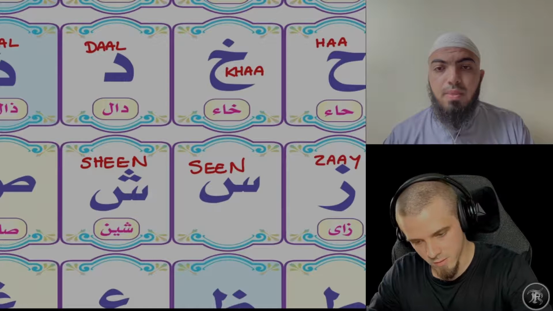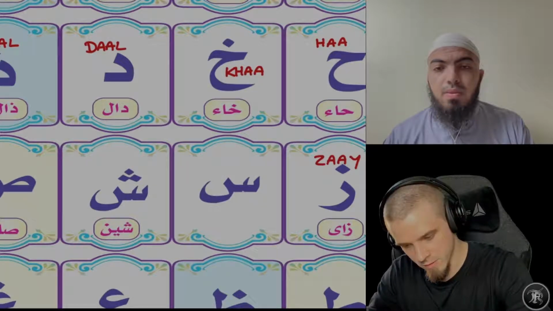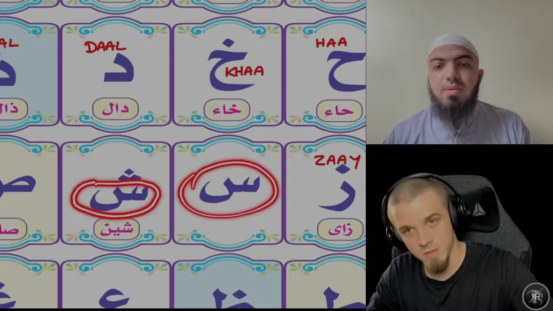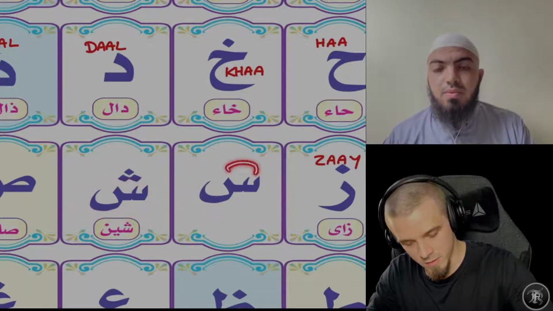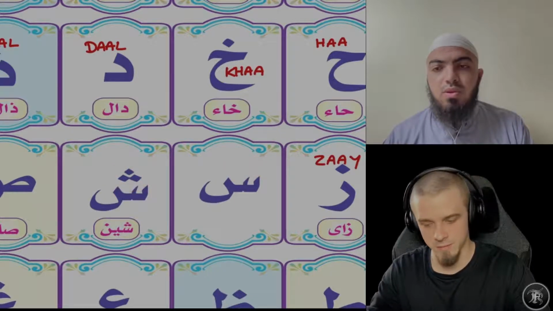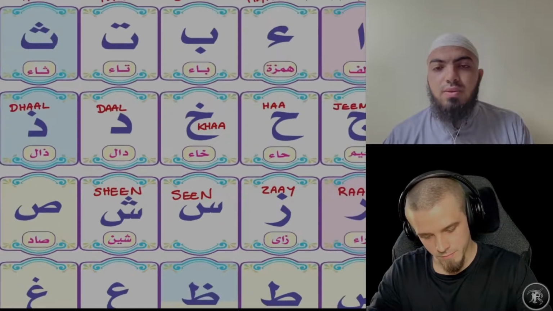Okay. So the difference again, these 2 letters, they have the exact same shape. The first one has no dots, and the second one has 3 dots. So seen and sheen. Right.